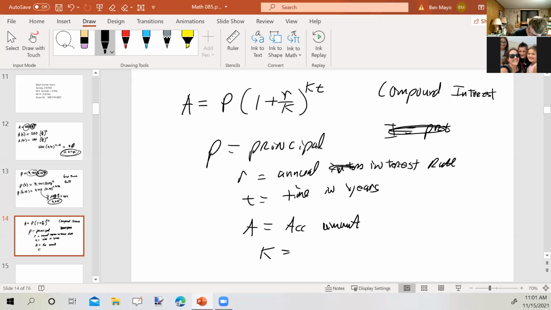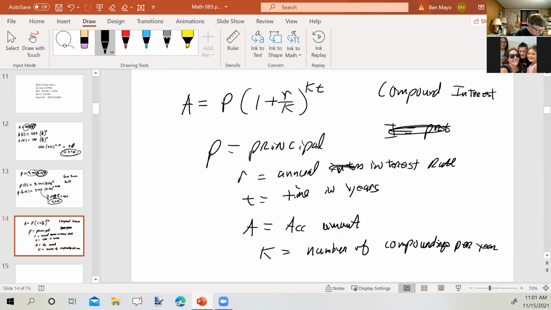Now, K is the number of compoundings per year. Okay, so if interest is compounded annually, that's once a year, K is 1. If it's compounded semi-annually, that's twice, K is 2. If it's compounded quarterly, that's 4 times a year, K is 4. Monthly, K would be 12. Daily, K would be 365.